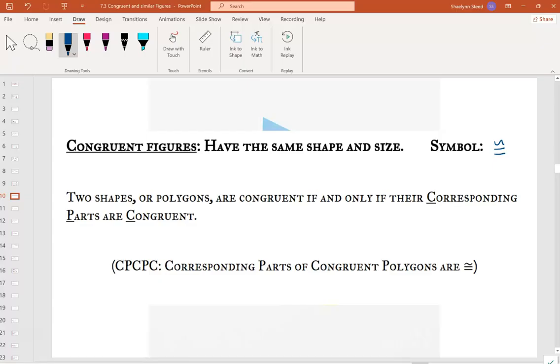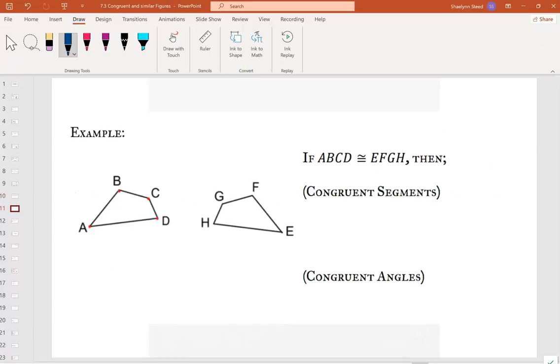Okay? Now, once you know that they're congruent, the super nice thing is all of a sudden you know exactly what the side lengths are without having to do any multiplication. So here, this is an example of two congruent figures. It tells me they are congruent.